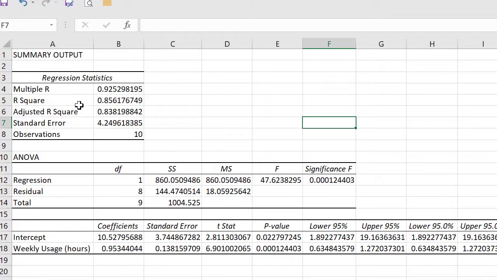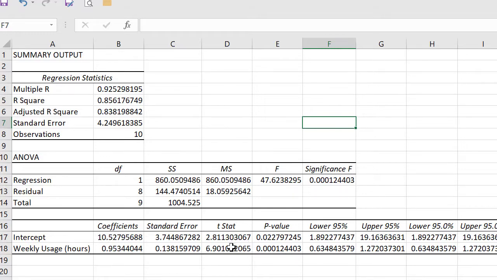So here's our R square. It's a measure of fit: how well do weekly usage hours predict annual expense? Well, it's 85.61%. The intercept is the intercept for the y-axis, that's our B sub 0. The weekly usage hours is the coefficient for that, so that's B sub 1.